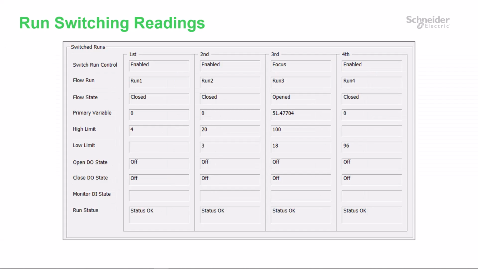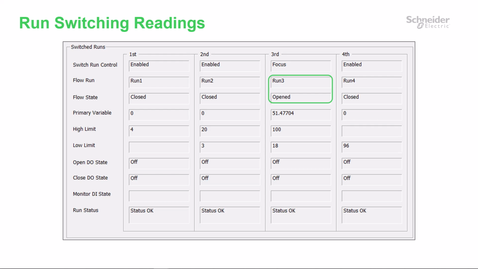Once the configuration is complete and the site is operational, you'll want to monitor the operation of the run switching system. In the View menu, select Run Switching Readings, which takes you to this display. Click the Update Readings button to go online with the system. Runs that are included are shown as enabled, though you'll see Focus for the currently active or open run. The run's name and its current flow status are displayed.